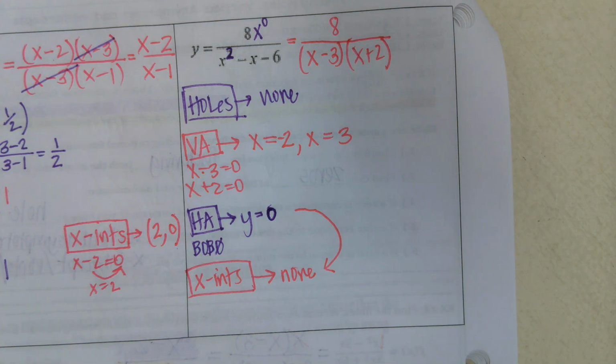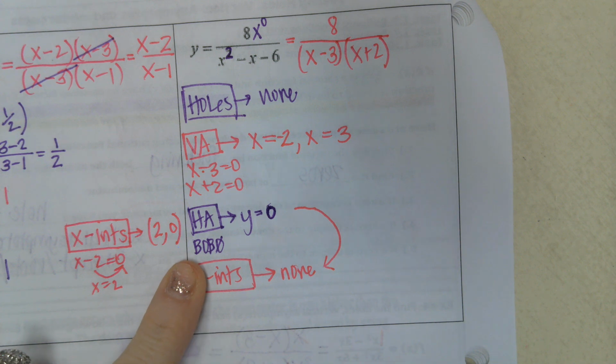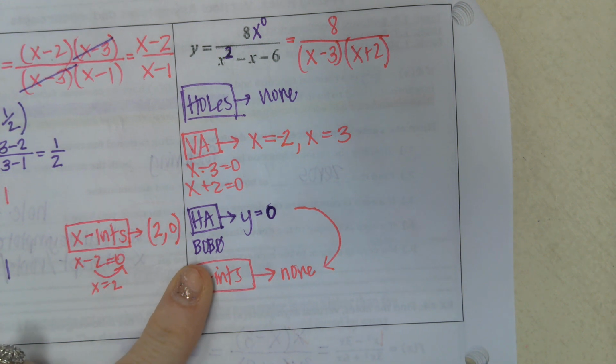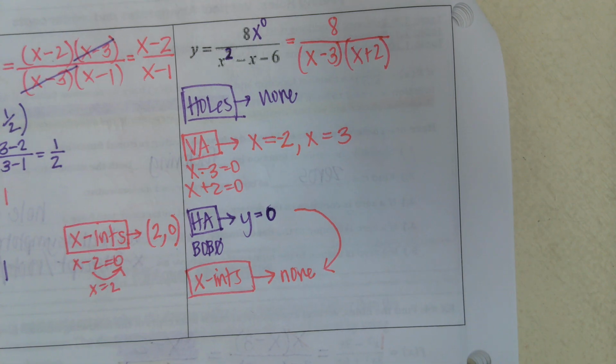So should my graph, based off of what I have known in the past, touch that asymptote? No. If it's not going to touch the x-axis, there are no x-intercepts. Okay? You with me? Okay.